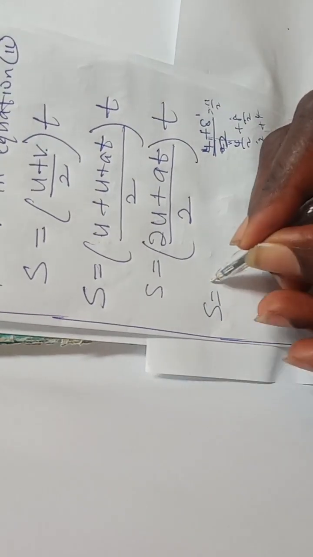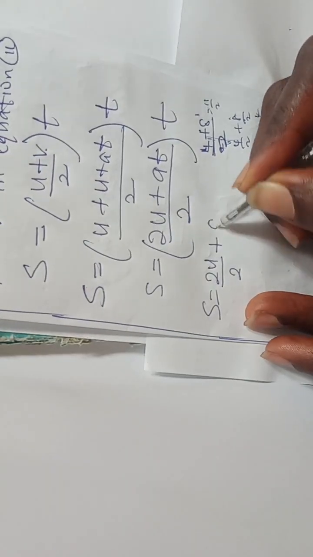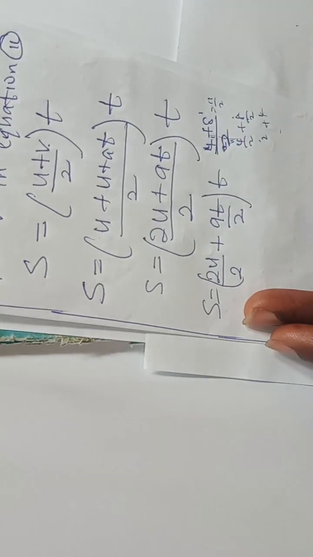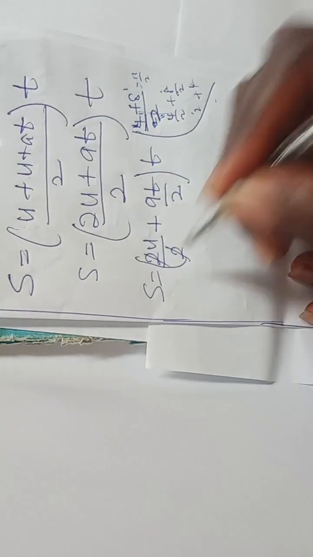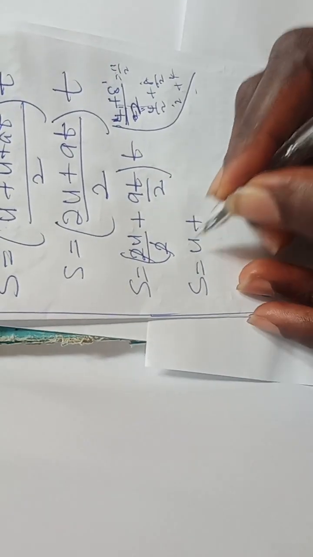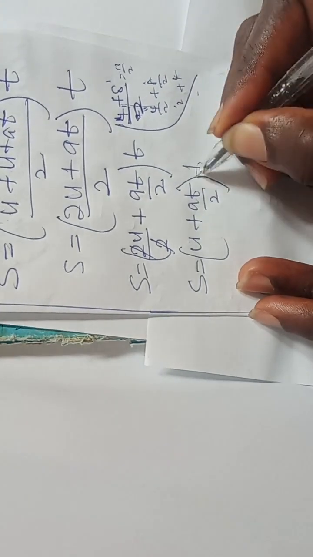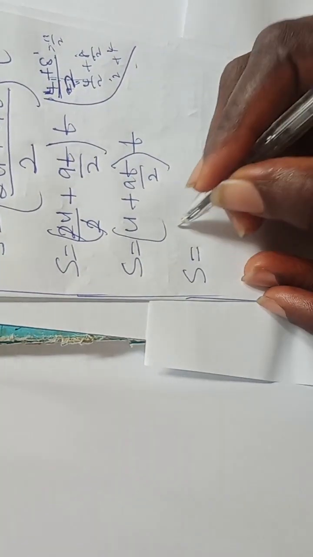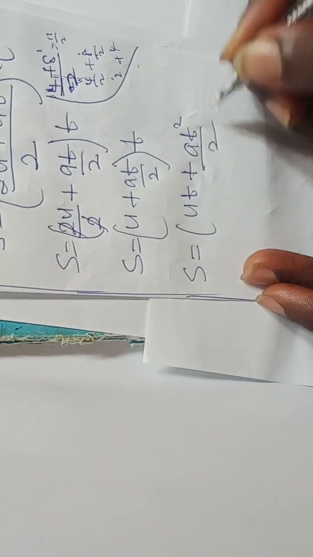Okay? So this method will be used here. So s is equal to 2u over 2 plus at over 2, all into bracket t. Therefore, these 2 will cancel these 2. So s is equal to u plus at over 2, times t. When you open the bracket, s is equal to ut plus at square all over 2.